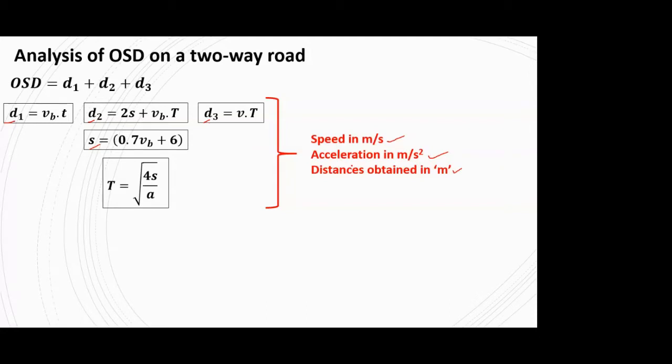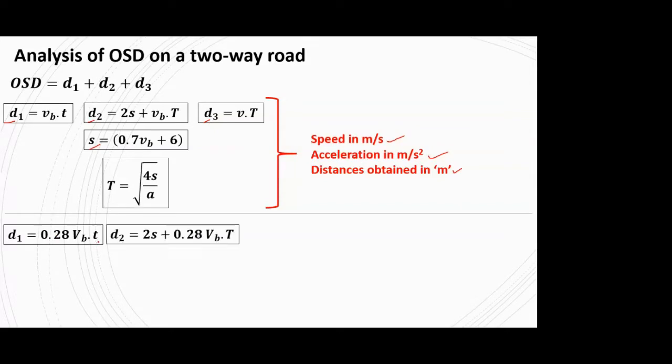So if you want to convert these formulas so that you can directly input the value of speed in kmph, you simply have to apply the factor for converting kmph to meter per second. So D1 will be 0.28 VB into T. D2 will be 2S plus 0.28 VB into T. And S will be 0.196 VB plus 6. I have just multiplied everywhere, wherever there was small v or small VB, with the conversion factor of 5 by 18.